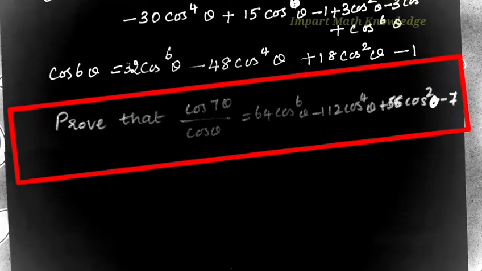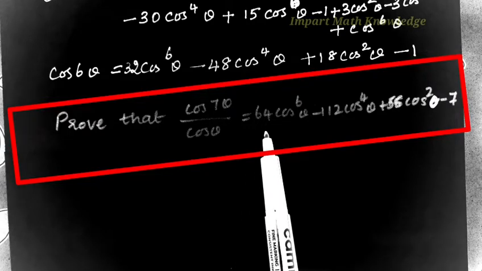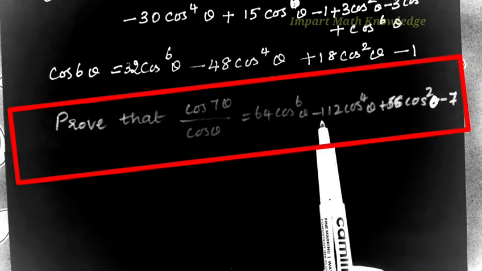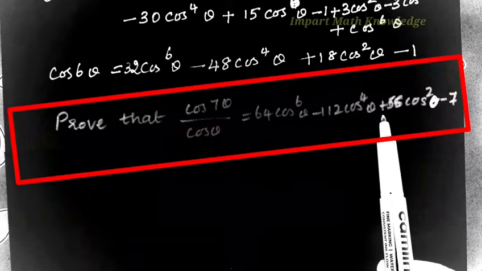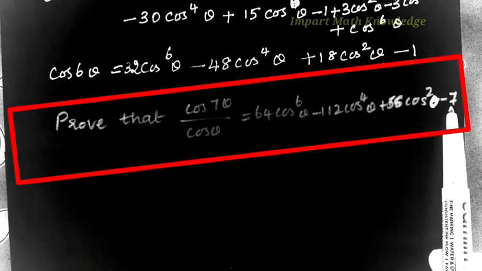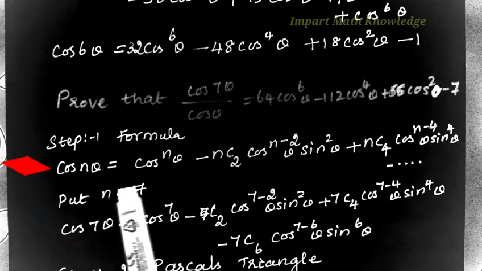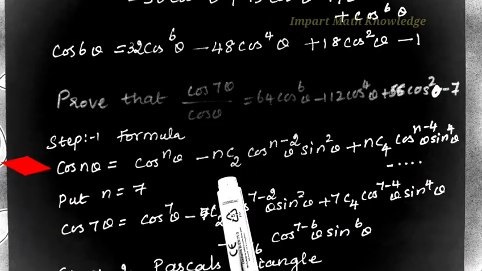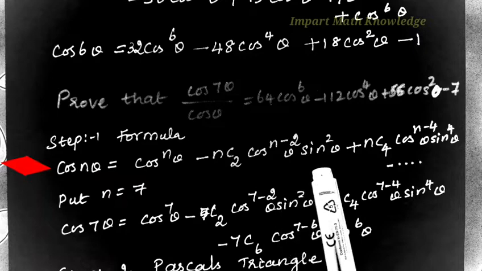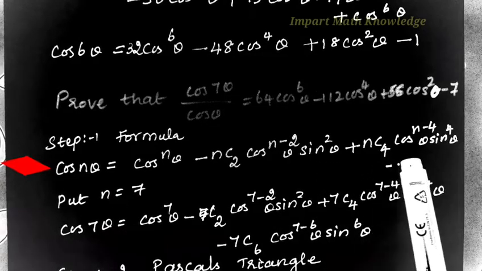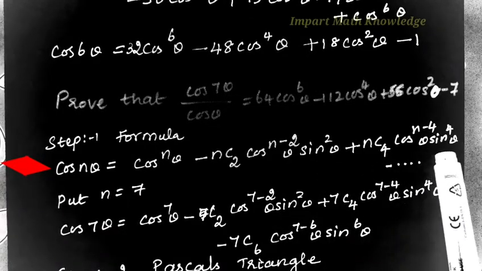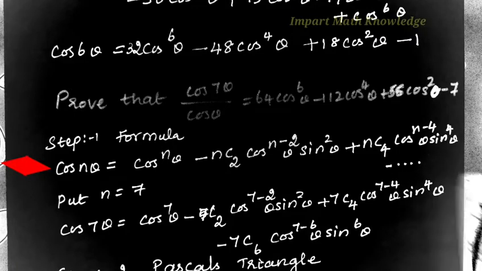Next problem, prove that cos 7 theta by cos theta is equal to 64 cos power 6 theta minus 112 cos power 4 theta plus 56 cos square theta minus 7. The formula is cos n theta is equal to cos power n theta minus nc2 cos power n minus 2 theta sin square theta plus nc4 cos power n minus 4 theta sin power 4 theta minus etc.